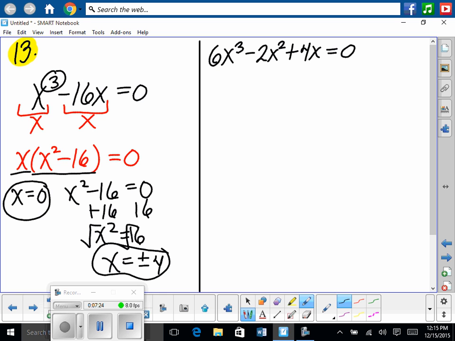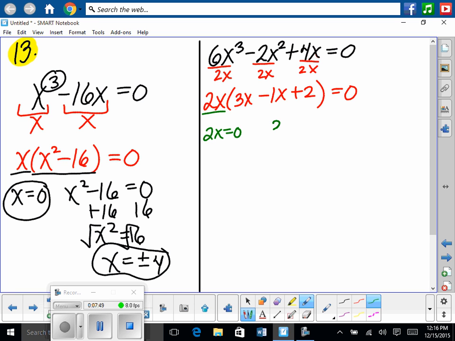On this next one here, we have 6x cubed minus 2x squared plus 4x. The first thing I notice is there is a 2x in common, so I'm going to factor out 2x. Divide each thing by what you pulled out very carefully. We have 3x squared minus x, and then plus 2. So then from there, the whole point of factoring is so we can set each of those equal to 0. So we say 2x is equal to 0, and we also set 3x squared minus x plus 2 equal to 0.